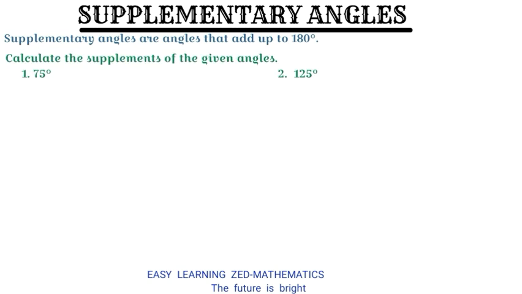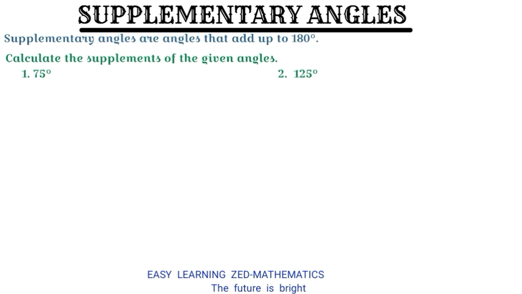So here are two questions with one instruction, which is: calculate the supplements of the given angles. Here we need to find one angle, and one angle is given. When they say supplement, what that means is they want us to find an angle that we can add to the given angle in order to get 180 degrees. On question 1 we have got 75 degrees, and on question 2 I've got 125 degrees.